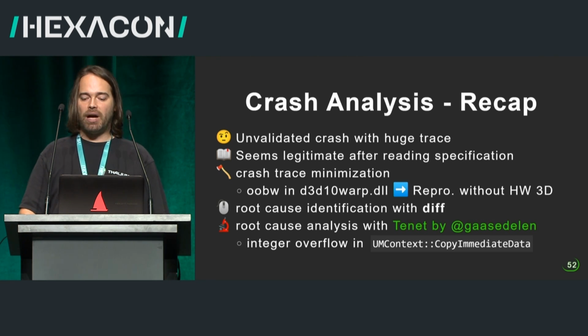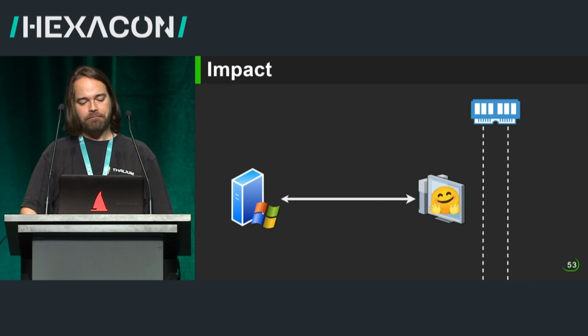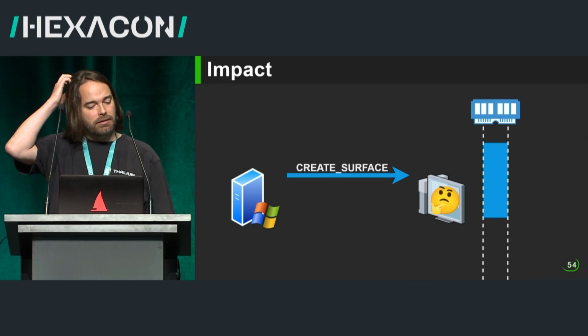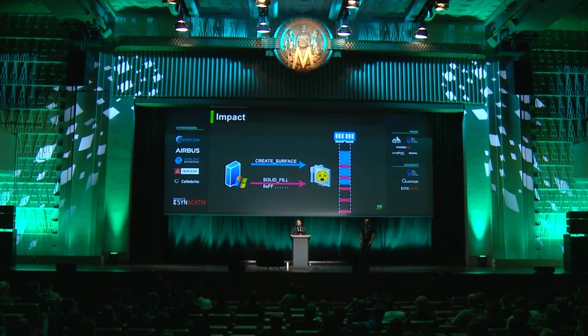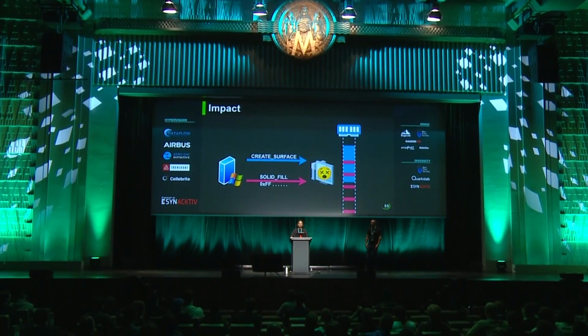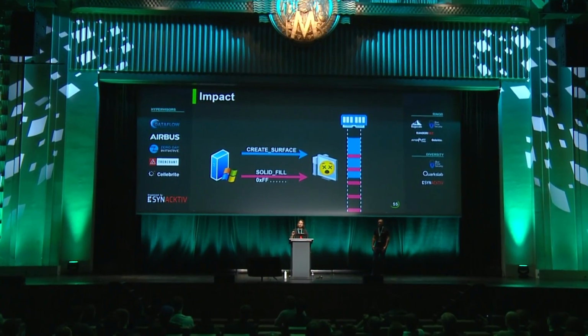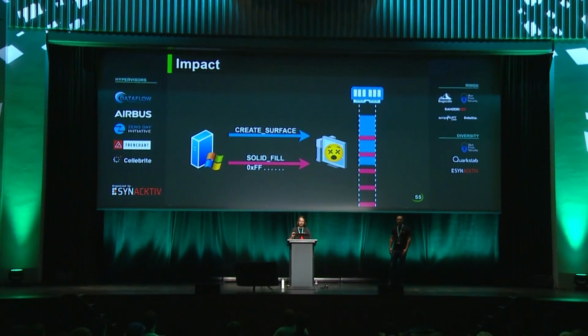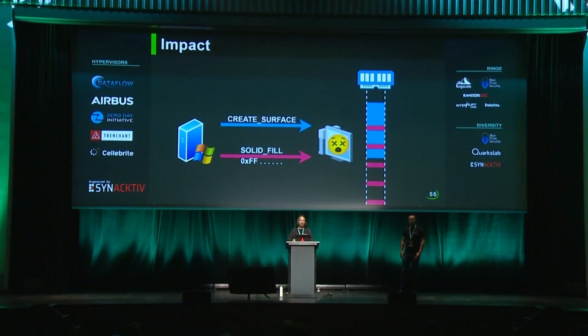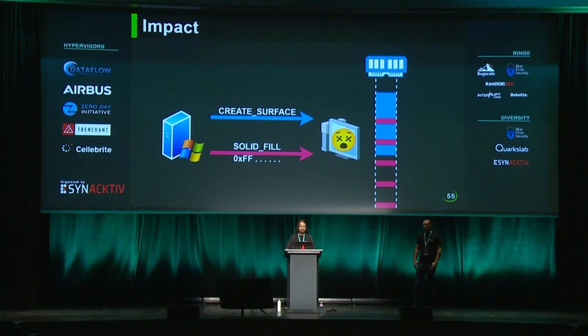So what is the impact of this bug? We have a happy RDP client connecting to a server. The server sends a create surface PDU. The client allocates the corresponding memory. Then the server sends a solid fill PDU, and the client will write the value of the color in the rectangle, line by line, eventually overflowing out of the surface.